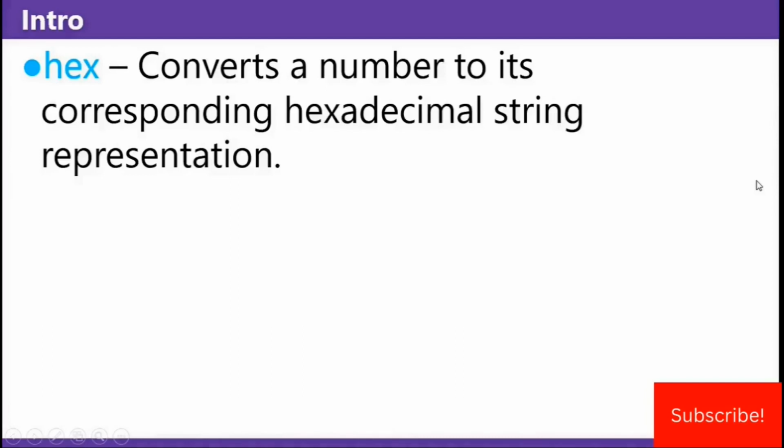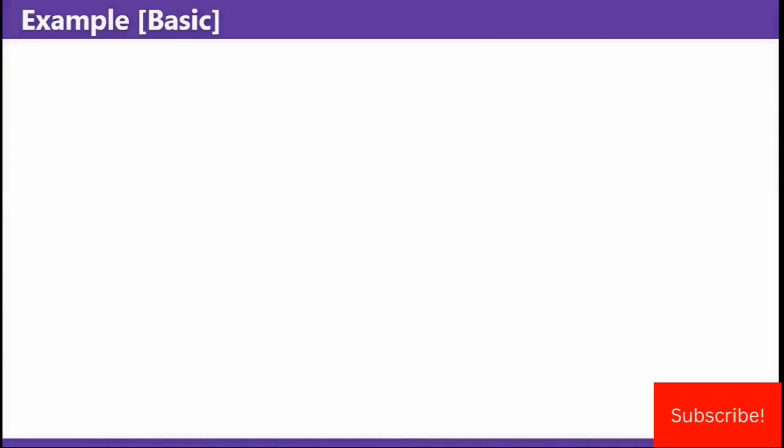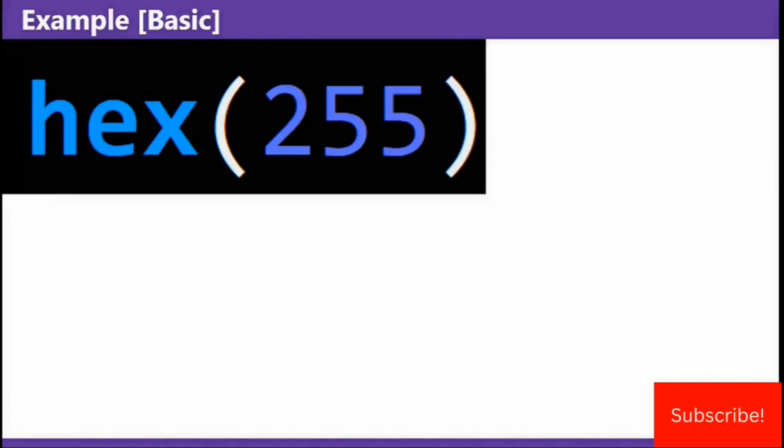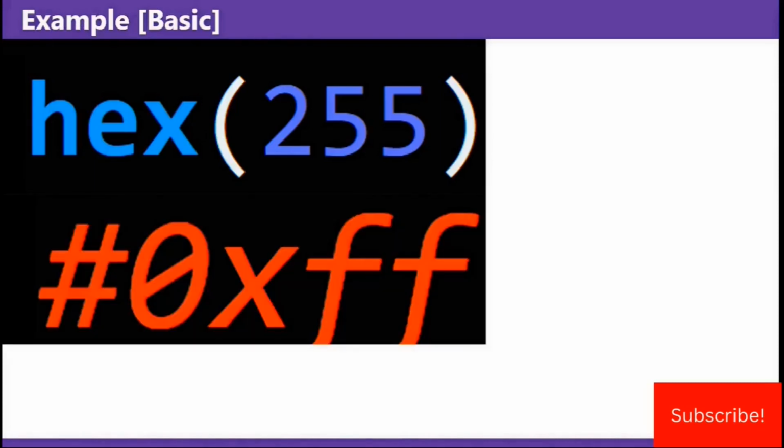In Python, the hex function converts a number to its corresponding hexadecimal string representation. If you pass 255 into hex, you get back the string 0xFF.